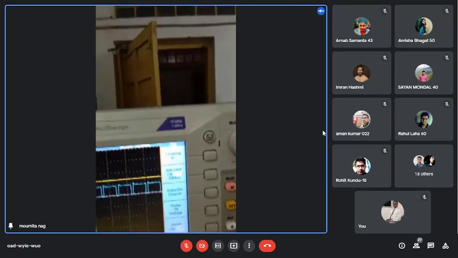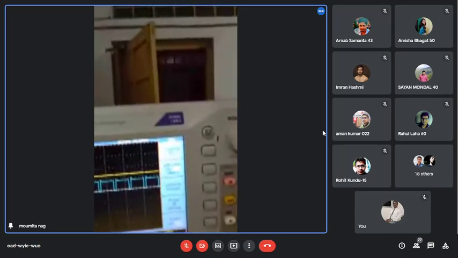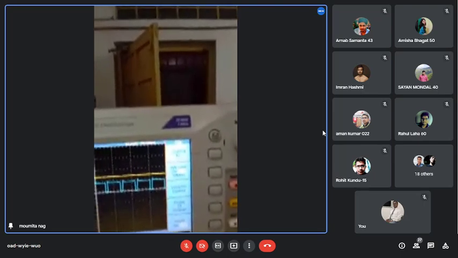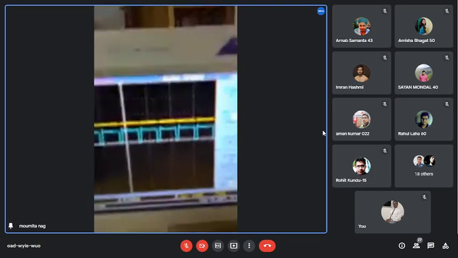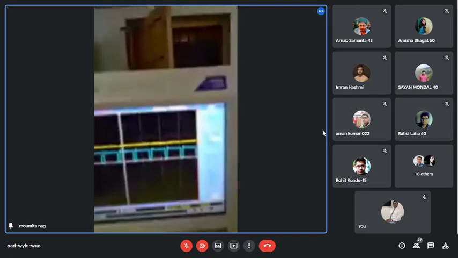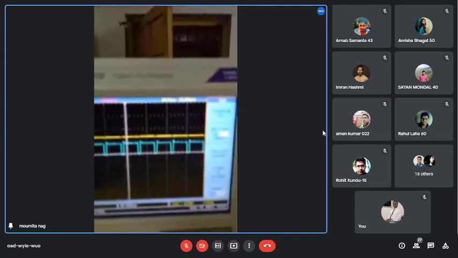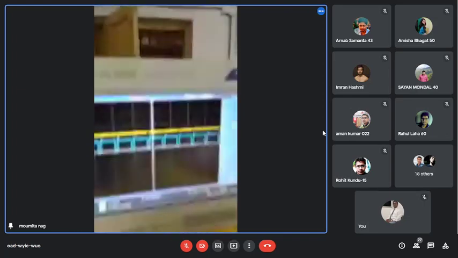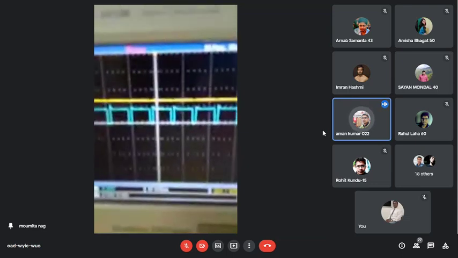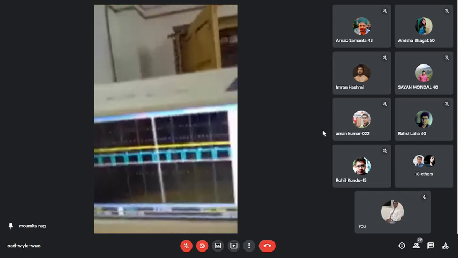Time per division is kept as 500 microsecond. Ma'am, T off is 50 microsecond and T on is 350 microsecond. Yes. So note this.